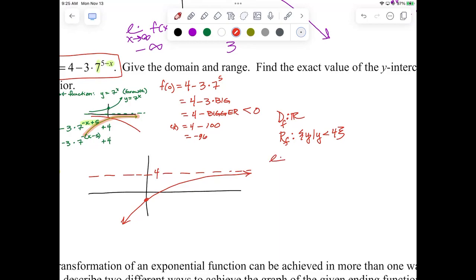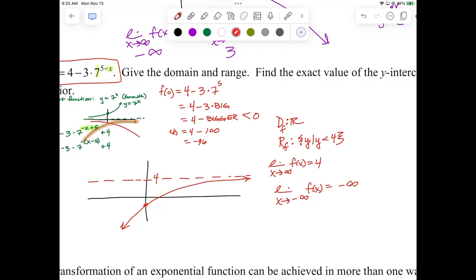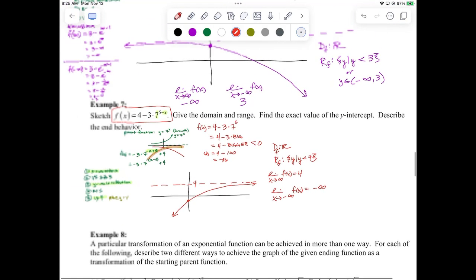And the two end behaviors. What's the limit as x goes to infinity? 4. Good. And what's the limit as x goes to negative infinity? Negative infinity. If you trust that your graph is right, it's real easy to get those limits from the graph. If you don't trust that your graph is right, you could plug infinity in for x and find it analytically, like we did on the previous problem. I'm not going to go ahead and do that. All right, any questions on example 7?